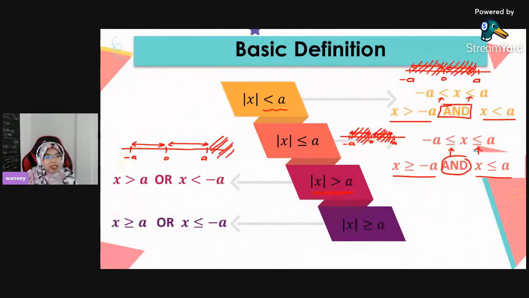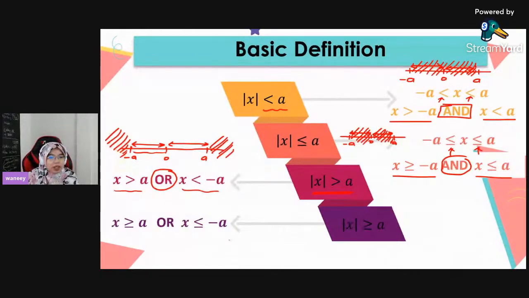Same thing over here, this distance is a, but I want them to be greater than a. So it should be on the left hand side. As you can see, you have two different shaded regions, one on the left, one on the right hand side. That is the reason why we are using or, because we have two different regions. So either your answer is on the left hand side or your answer might be on the right hand side. So they cannot happen at the same time. Sebab tu kita guna perkataan or. Okay, so either x greater than a or x will be less than negative a.